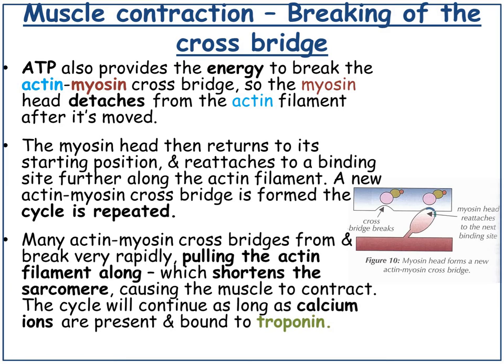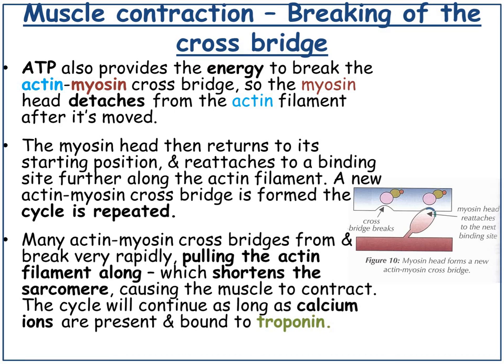ATP also provides the energy to break the actin-myosin cross bridge, so the myosin head detaches from the actin filament after it's moved, and then it tilts back to its starting position and reattaches to a binding site further along the actin filament. Then a new actin-myosin cross bridge is formed, and the cycle keeps repeating itself. So the head will tilt back, detach, go to the next binding site, and so on. Many actin-myosin cross bridges form and break rapidly, pulling the actin filament along, and this overall shortens the sarcomere, causing the muscle to contract.